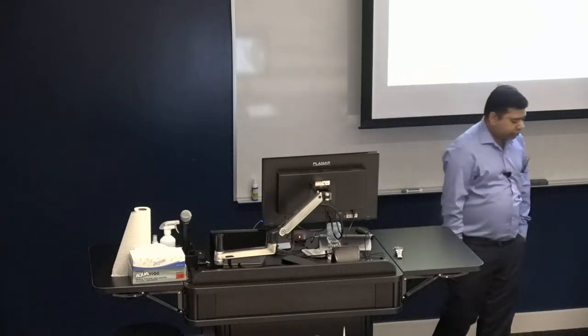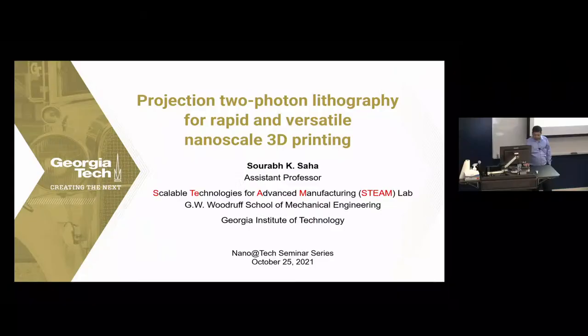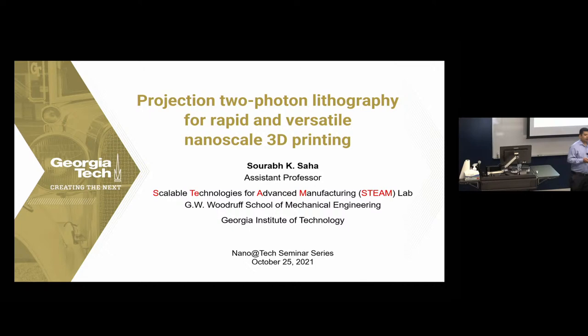What I'm going to talk about today is two keywords. One is rapid and the other is versatile. These two keywords are not generally used with two-photon lithography. Two-photon lithography is a nanoscale additive manufacturing technique. It's usually very, very slow and limited to a small set of materials. I'm going to talk about how we expanded the material set in the second part of the talk. In the first part, I'm going to go through how we scaled up this process, increasing the speed by about 1,000 times.